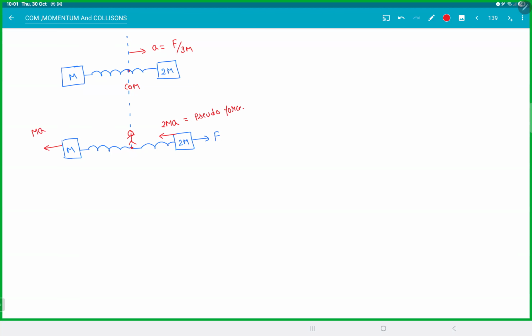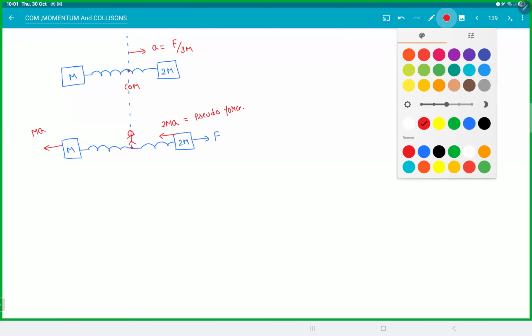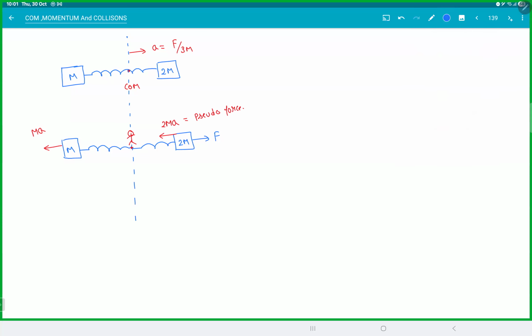These are the pseudo forces. Then what will happen? Now see, he will think I'm at rest. It feels like there is a fixed point. This block will move this side. This block will move this side.